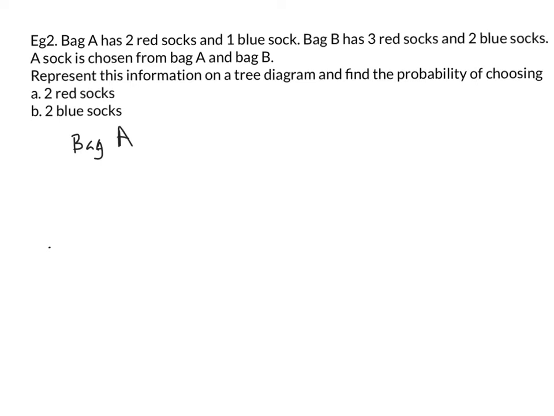If you pick a sock from bag A, there are 2 possible outcomes, so 2 branches. You can either get a red sock or you can get a blue sock. If we follow this branch, the probability of getting red is 2 out of 3 socks in total in the first one. So we can write that as a fraction, 2/3. And the blue sock, there's 1 blue sock out of 3. So again, you see the outcome at the end of the branch, the probability on the line.